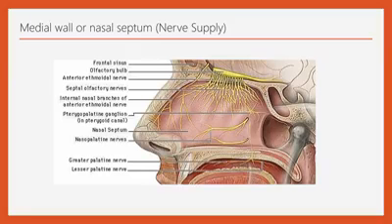The anterior inferior part is supplied by the anterior superior alveolar nerve, and the movable part is supplied by the external nasal nerve.